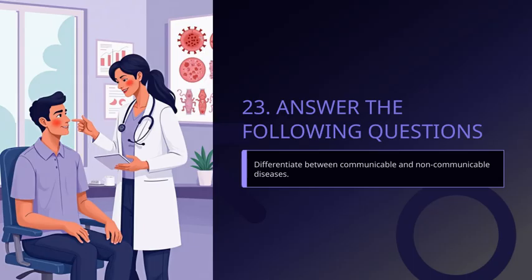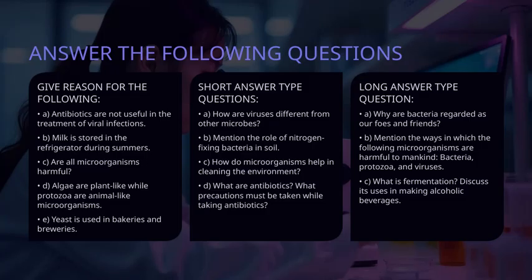For communicable diseases, we focus on hygiene, vaccination, and quarantine measures. For non-communicable diseases, emphasis is on healthy living, diet, and regular checkups. This distinction helps us tailor our health strategies effectively, which is vital in our overall goal of improving health outcomes. Let's go through some important questions to reinforce our understanding.